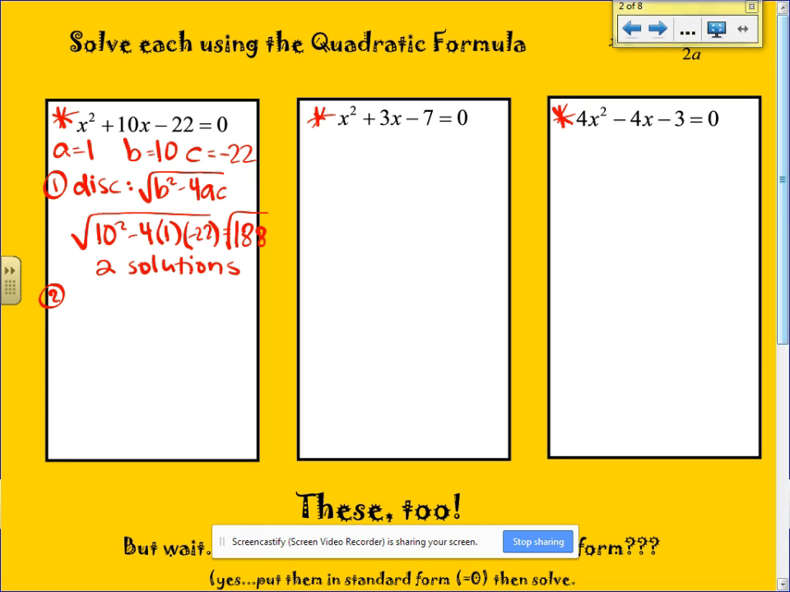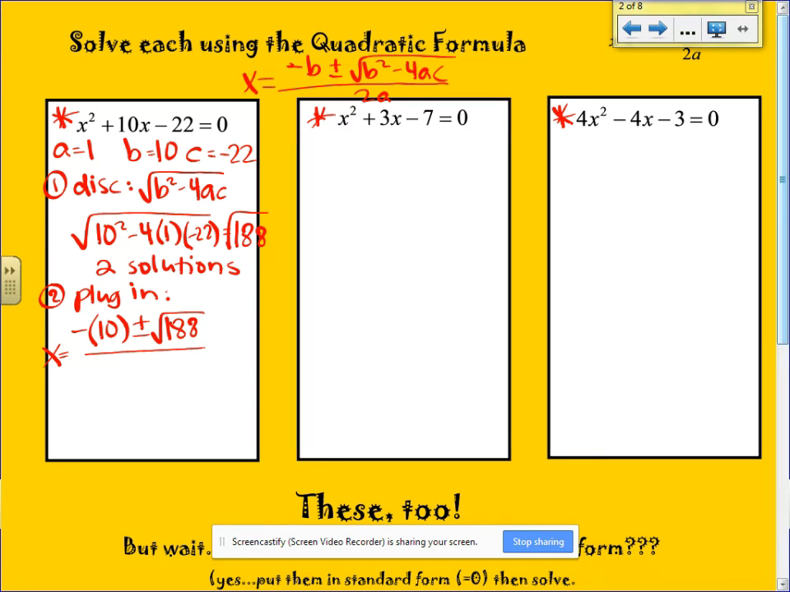So now we plug in. Might help if you write the quadratic formula down here. So you have the opposite of b plus or minus the square root of b squared minus 4ac all over 2a. So I'm going to plug in. I have the opposite of b, so the opposite of 10. X equals, on the outside, sorry, plus or minus the square root of our discriminant, which is 188, all over 2 times 1, which of course will be 2. So I have to do the plus version of this and the minus version of this, meaning plus, minus, like that.